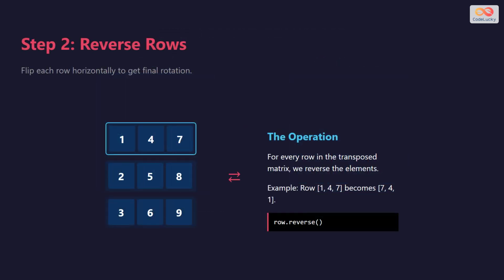Now for step 2, reversing the rows. We simply take each individual row in our transposed matrix and flip it horizontally. The first element swaps with the last, working inwards.